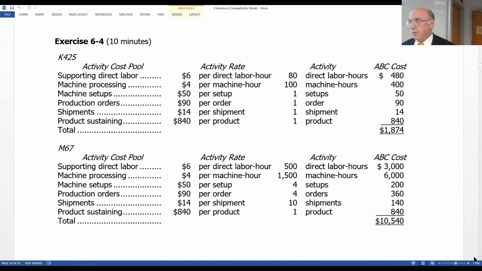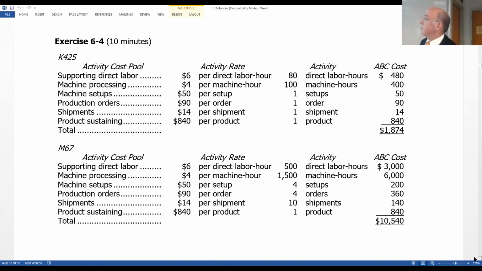It's just a question of what two numbers you put together. So the requirement: determine the total overhead cost that would be assigned to each of the products listed above in the activity-based costing system. So this is mostly about structure. You just set it up and then multiply. In the case of supporting direct labor, for instance, it's $6 per direct labor hour, and the activity is 80 direct labor hours. So you multiply 6 times 80, you get 480.